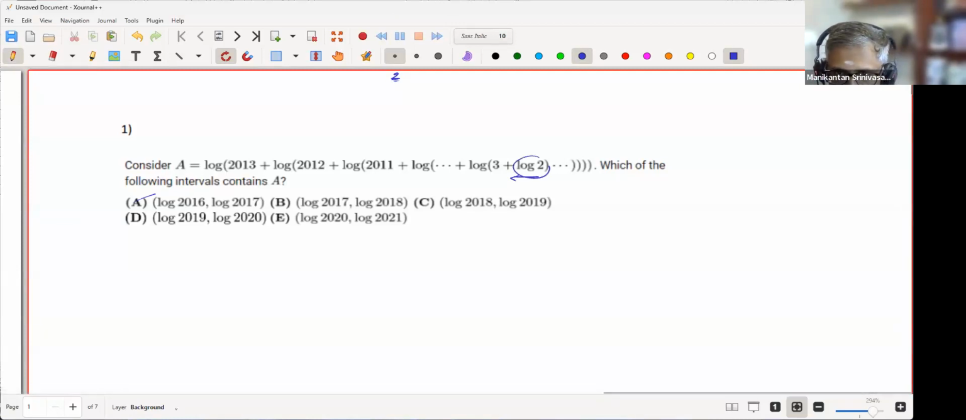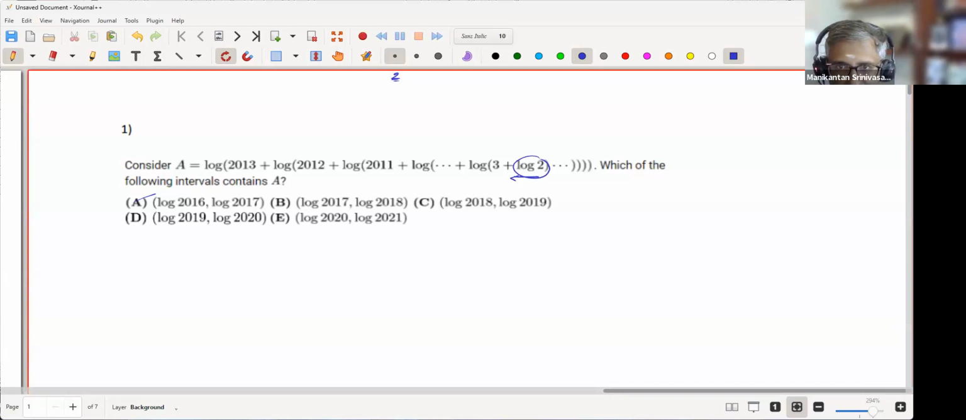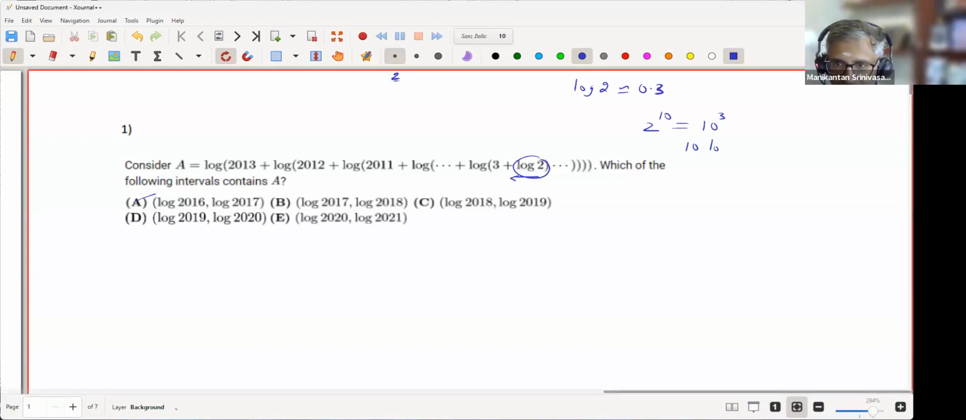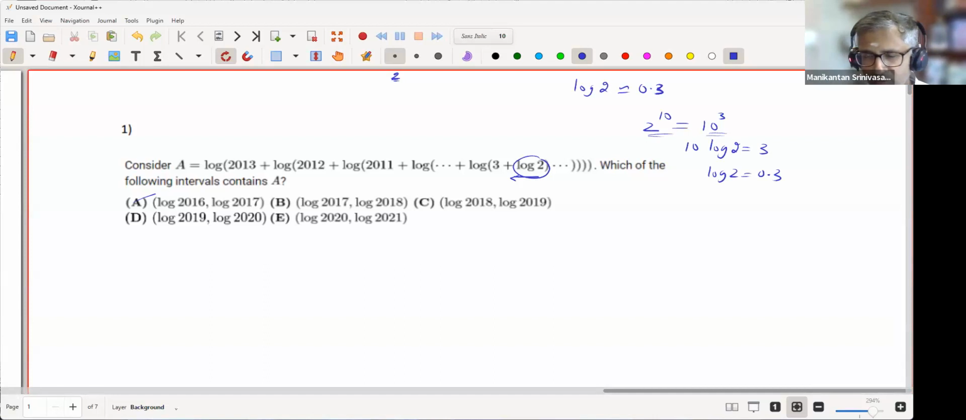So log 2, let's say you're dealing with base 10. Log 2 is approximately 0.3, you should know. So how do you know log 2 is 0.3? You can just say 2 power 10, which is 1024, is approximately 10 power 3. Which means 10 log 2 is 3 log 10. Therefore, log 2 is 0.3. I'm just saying approximately. This is useful in case you want to go back and forth between any two numbers with logs. Just find the closest power of 10 to connect them.